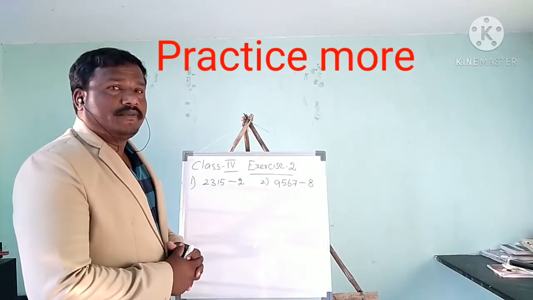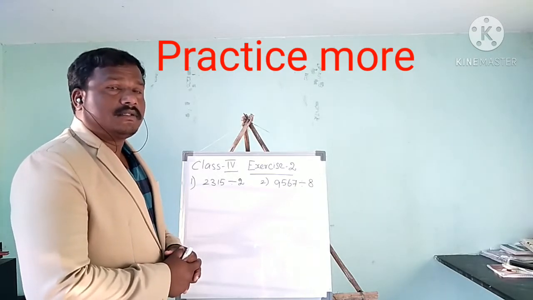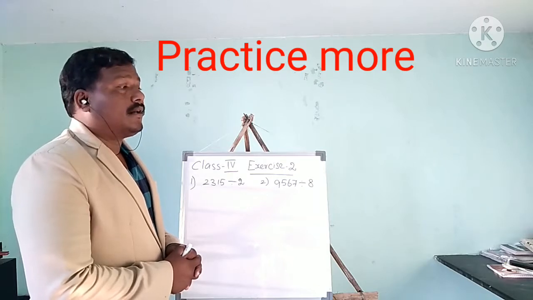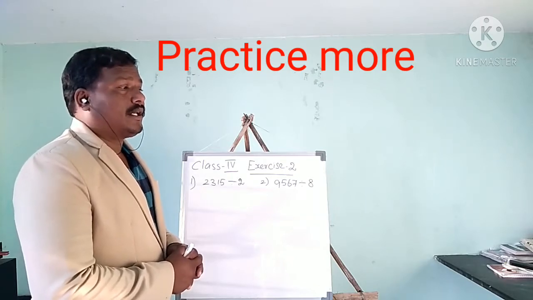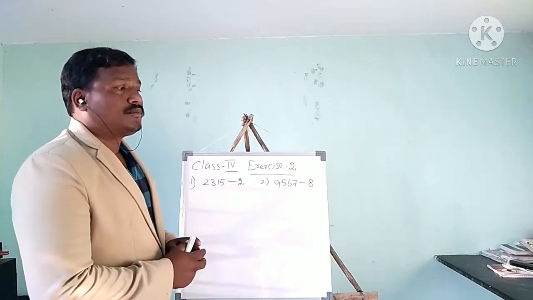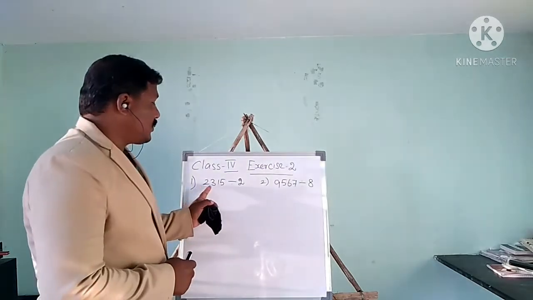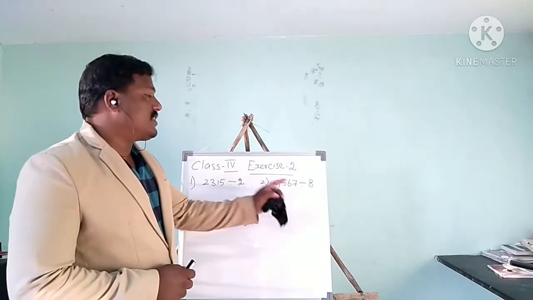Last video we talked about exercise 2, division. Again I will take exercise 2, the first sum. I will do some sums. There are two sums: first one, 2315 divided by 2, and 9567 divided by 8.